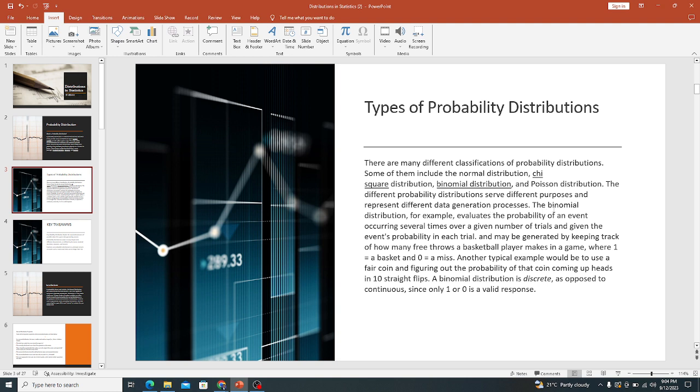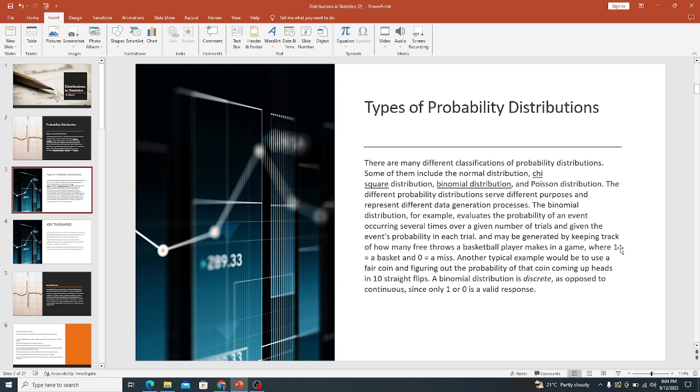For example, the binomial distribution evaluates the probability of an event occurring several times over a given number of trials, given the event's probability in each trial. That's why I gave an example of a basketball player. It may be generated by keeping track of how many free throws a basketball player makes in a game, where one is a basket, that is, the ball goes through the basket, and zero is a miss.